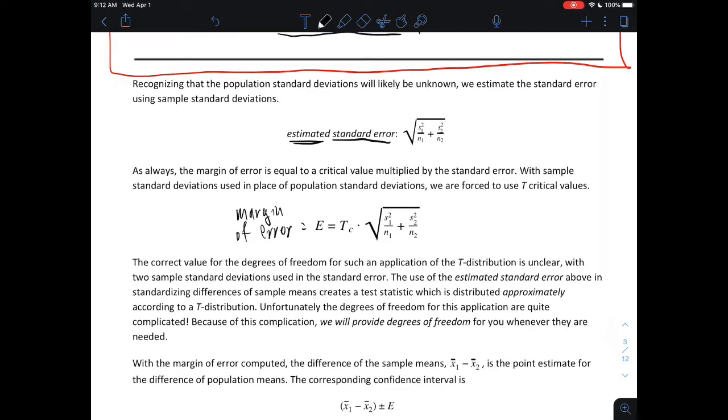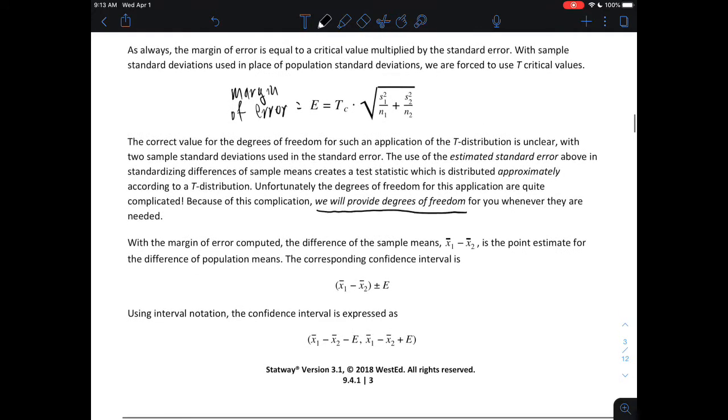The use of the estimated standard error above in standardizing differences of sample means creates a test statistic which is distributed approximately according to a t distribution. Unfortunately, the degrees of freedom for this application are quite complicated. Because of this complication, we will provide degrees of freedom for you, meaning in the take-it-homes, in the checks, and in the exams, we will be providing the degrees of freedom for this particular example.